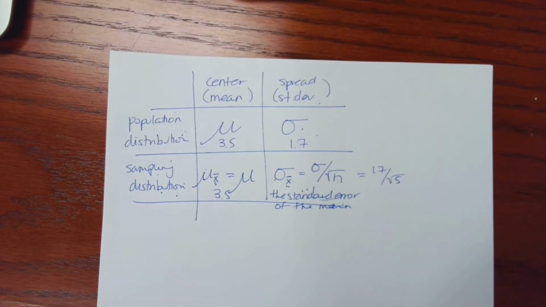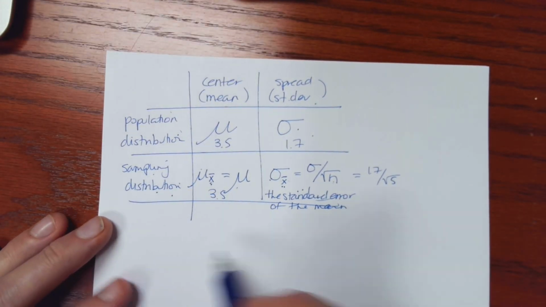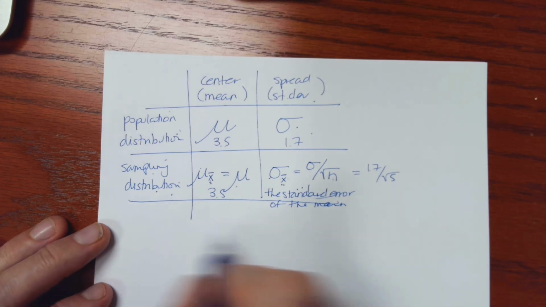Okay. All right, so that gives us the center and spread for our sampling distribution of the sample mean. In the next video, I'll talk about the shape of this distribution.